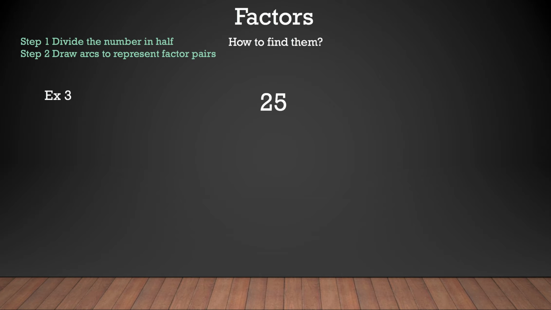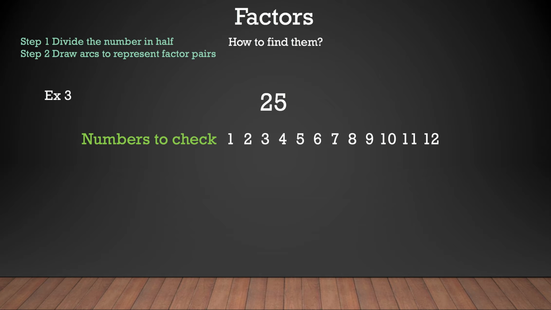Let's take a look at this last example. So we're going to divide the number in half. Half of 25 is 12.5, so we're going to go ahead and lower it to 12. And now we're going to add the 25 so we can write down the factor pair of 1, which is 1 and 25.